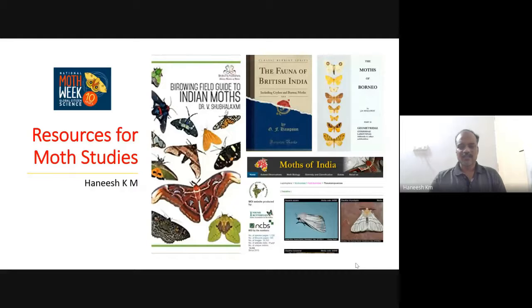But the first task is that most of them are very difficult to identify. Some of the common moths we may be able to identify easily from some of the moth forums. So if you get some clue, this is where we can search for moth identification. That is what I am trying to talk about.